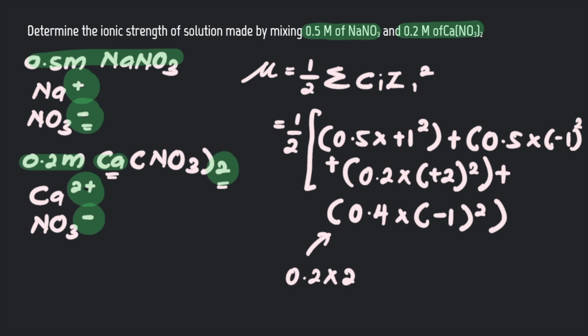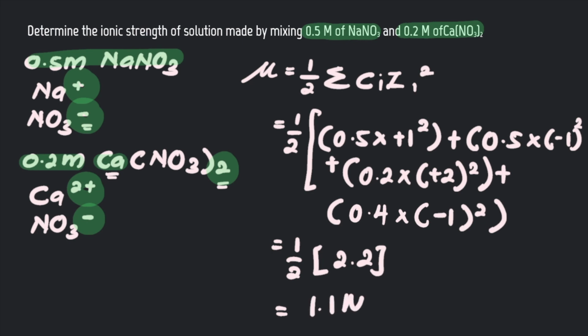So after you have calculated this, you should be able to get half times 2.2. Therefore, your ionic strength should be equivalent to 1.1 molar. So this is the final answer for the first question.